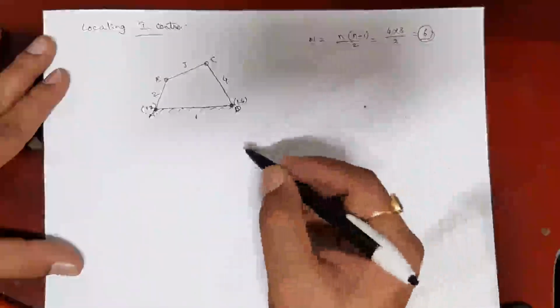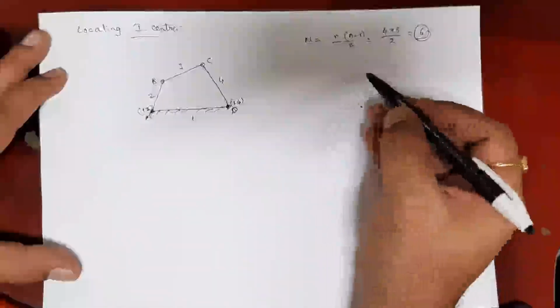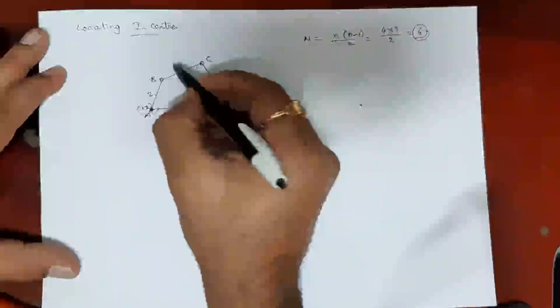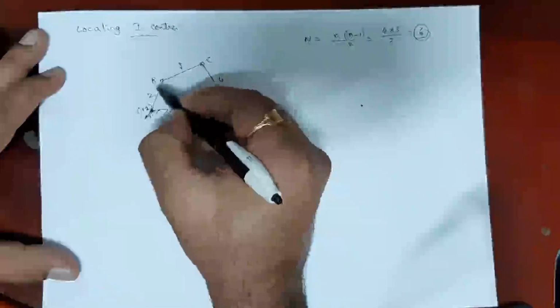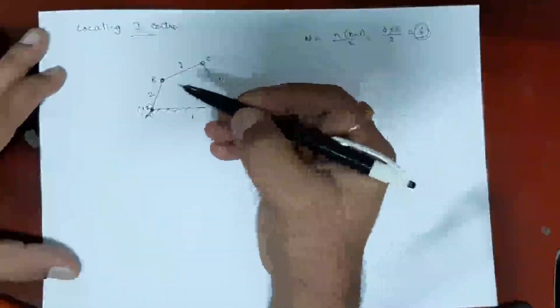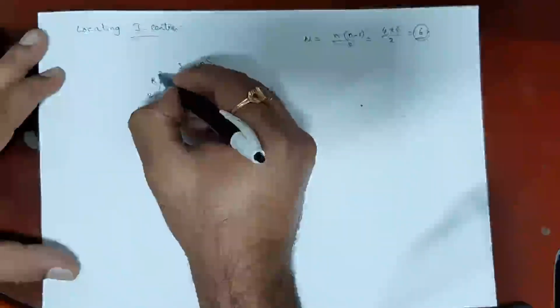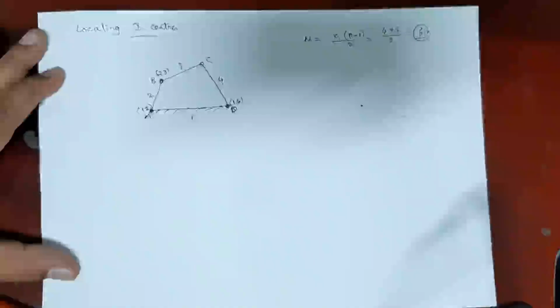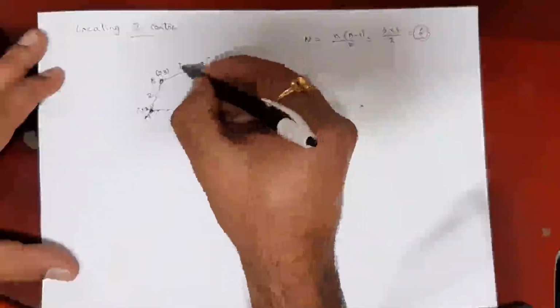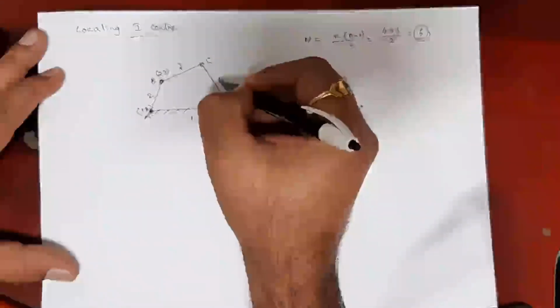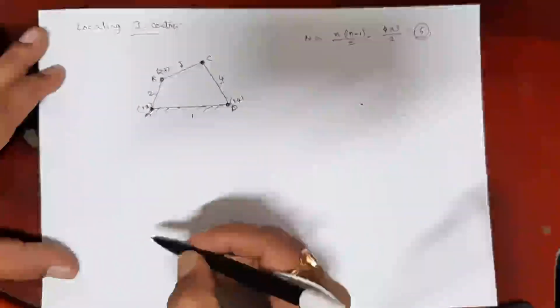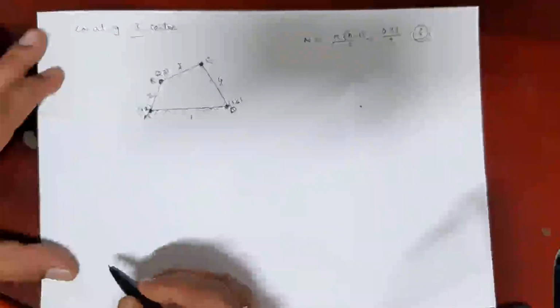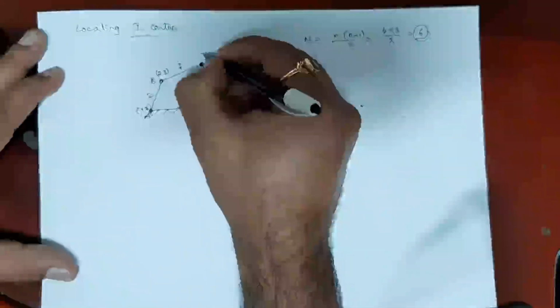And now link 3 is rotating relative to link 2 about point B. So this is instantaneous center I23. And link 3 is having relative motion relative to link 4 about point C. That means link 3 and link 4 are moving about this hinge joint C. So this is the instantaneous center I34.